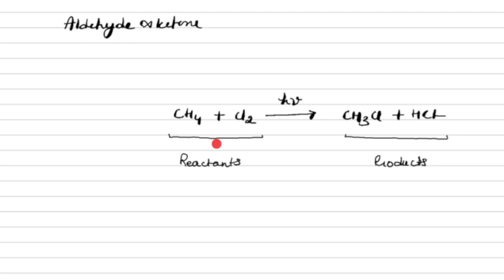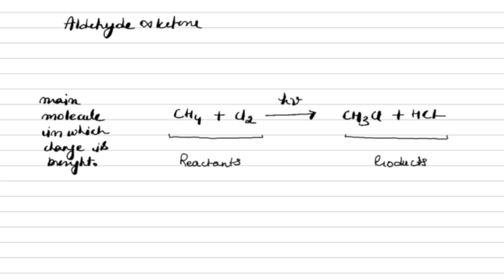Let's focus on what we are trying to achieve here. We are trying to change this molecule. This is the main molecule, and we are actually doing the reaction for it. So it is the main molecule in which change is brought. CH4 is changed into CH3Cl. It is the main thing, the main guy, and we have a name for it.